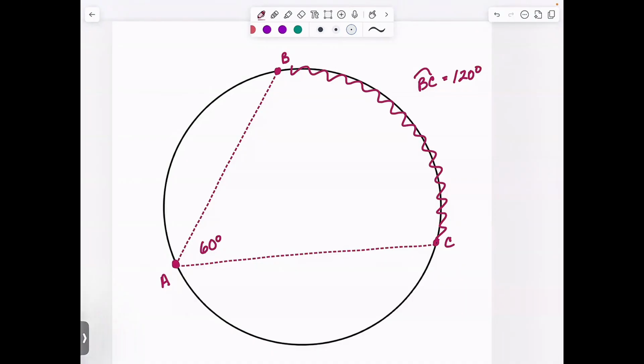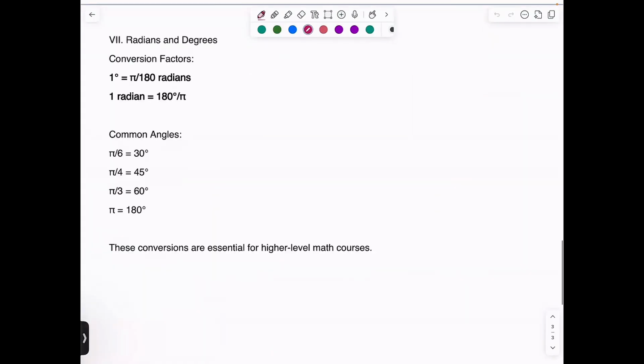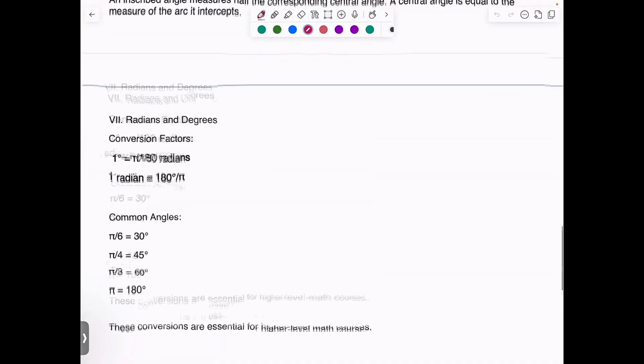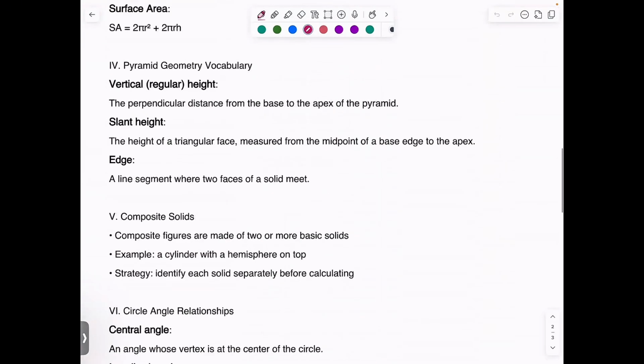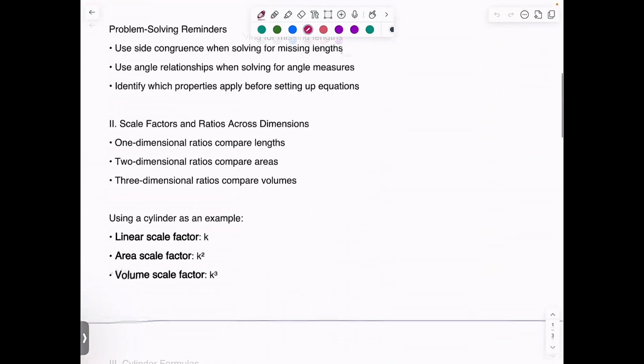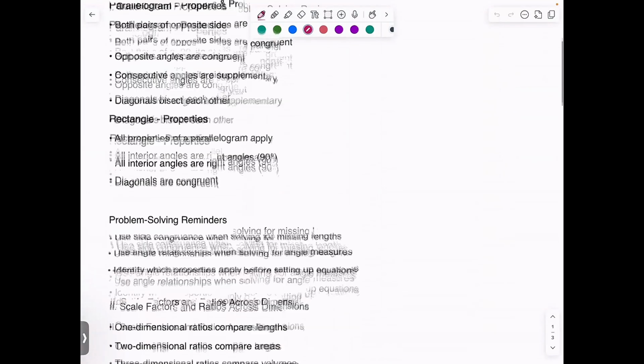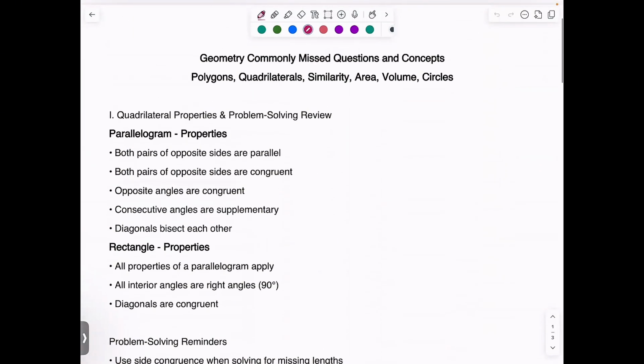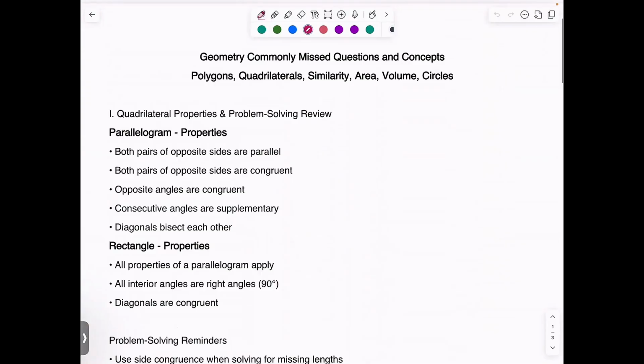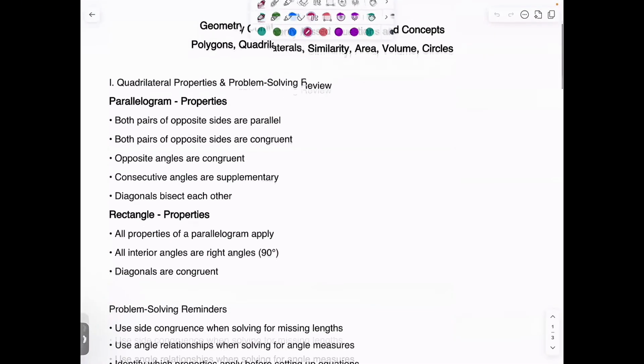So we're on to the next problem. For this next problem here, we're looking at part 7, and this is the final section in my most missed problems review. So if we scroll up to the top here, we have several things covered here. Commonly missed questions and concepts. So we're looking at, actually, this is a bonus.